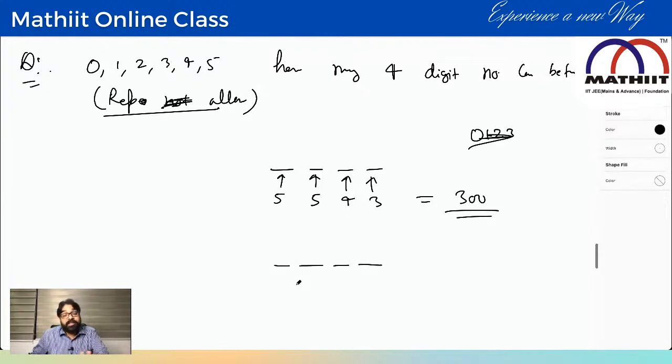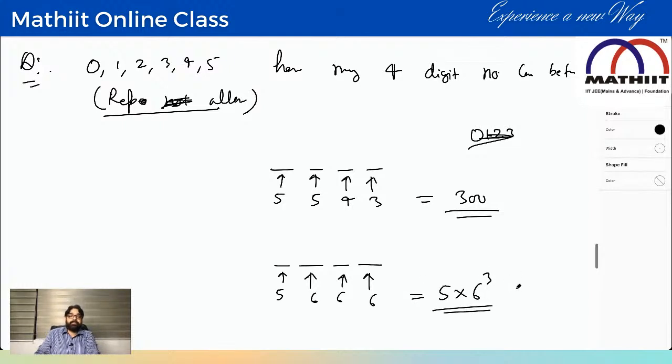But the restriction is there. So this place can be filled in only 5 ways. But in this place, any digit can come. Here also, any digit can come. Here also, any digit can come. The total number will be 5 into 6 cubed. This will be the answer. It's just counting, nothing else.